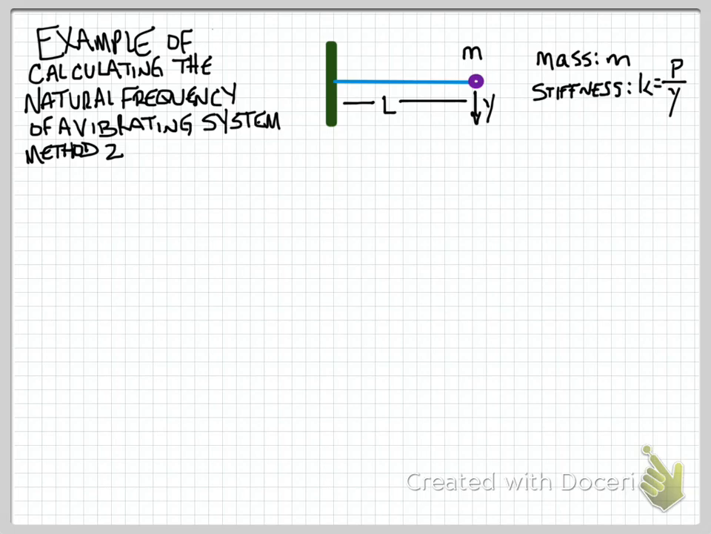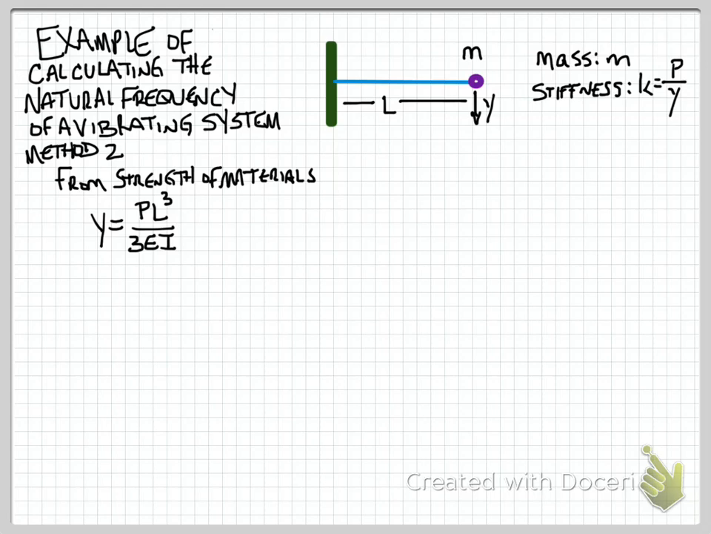The stiffness we don't know, but we can find stiffness from the equation of the load divided by the displacement that the load causes. So if we can find that relationship, we can find our stiffness. If we look back at your strength of materials class, we know that for a cantilever beam, when you put a load on the end of the beam, we get a certain displacement. It's found to be PL cubed over 3EI. That's in the back of your strength of materials book, so pretty standard formula for cantilever beam displacement.